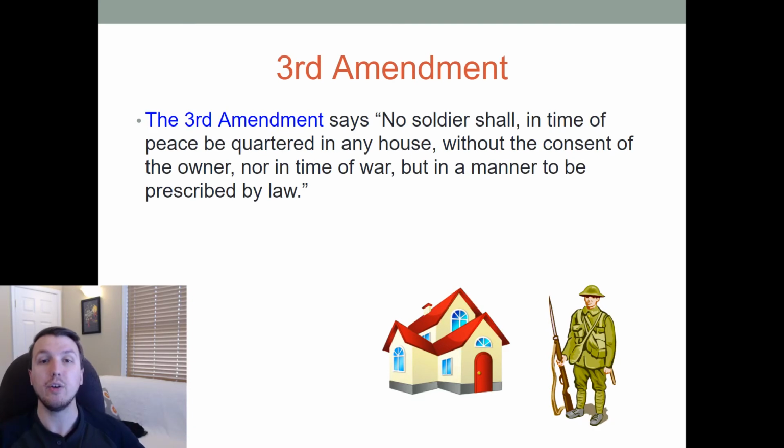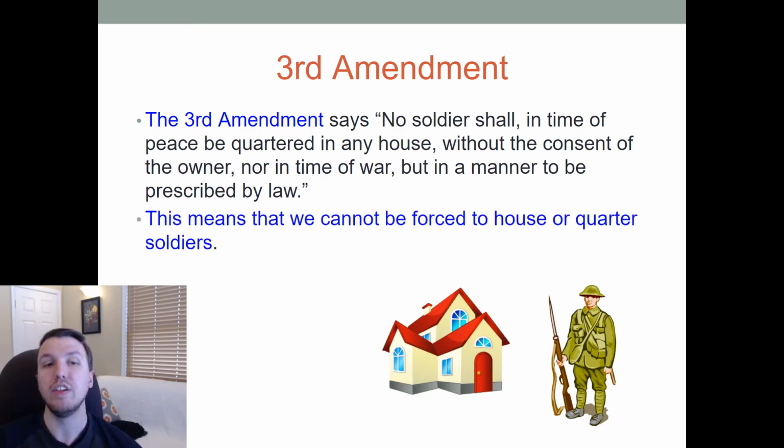The Third Amendment. The Third Amendment says no soldier shall in time of peace be quartered in any house without the consent of the owner, nor in time of war, but in manner to be prescribed by law. Now, this means that we cannot force soldiers to house or in our houses. We cannot force people to have soldiers in the house.